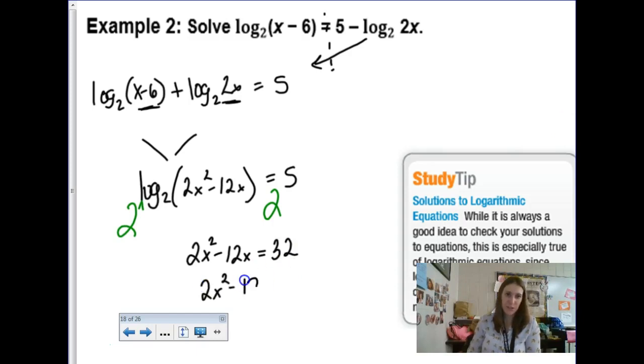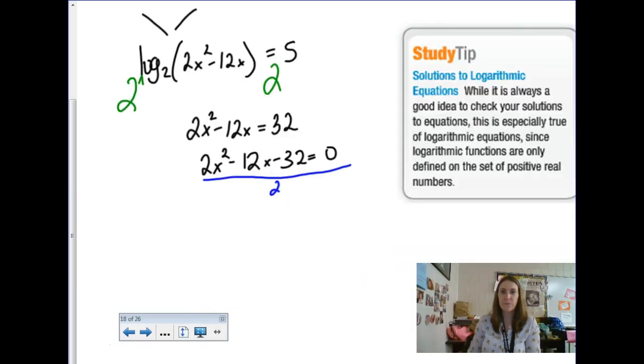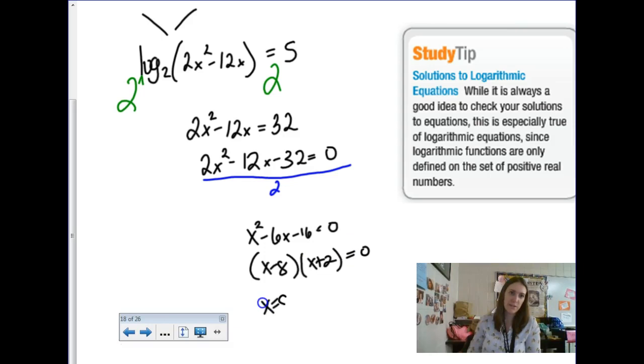which I just love solving quadratics, you know. It's a standard form. I do notice there's a common factor of 2, so let's get that 2 out of there. So we end up with x squared minus 6x minus 16. And then solving, let's see, x minus 8 times x plus 2, which gives me a solution of x equals 8 and x equals negative 2.